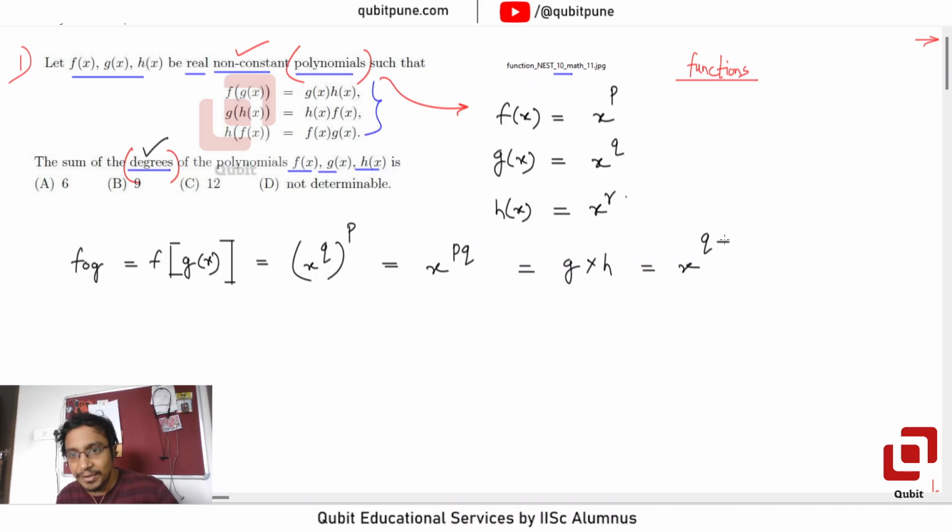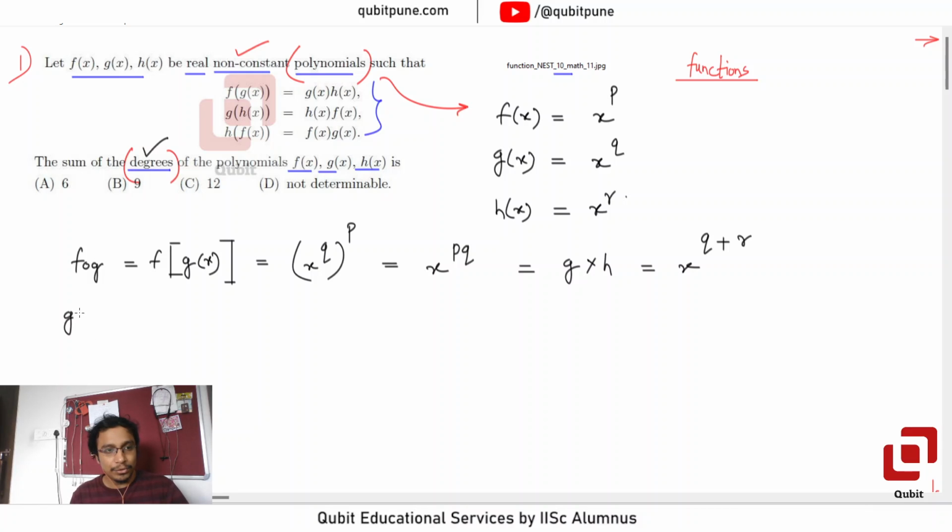Raise your hands if you have understood this part. Great. So now we just have to repeat this pattern for the other two equations, and then after that we will get three equations containing p, q and r, and let us see if we can get our answer from that.